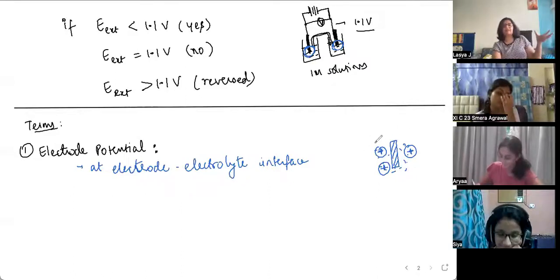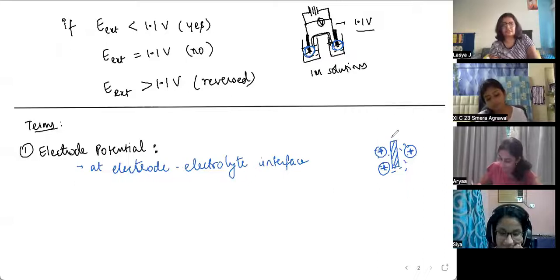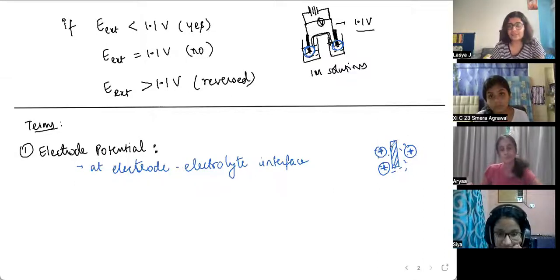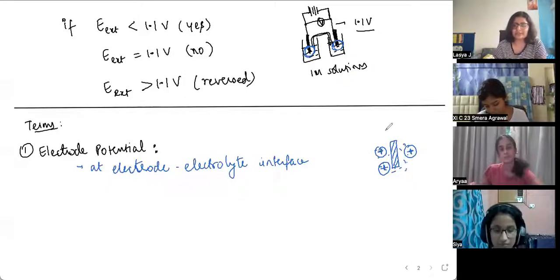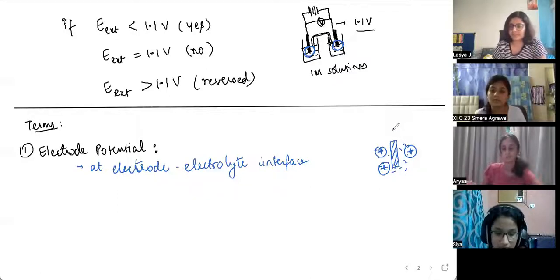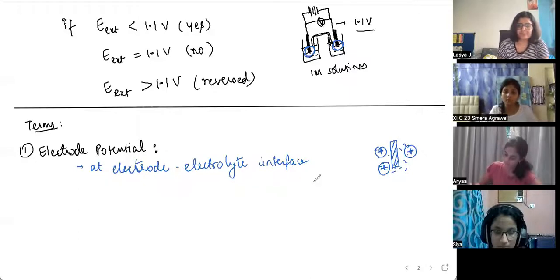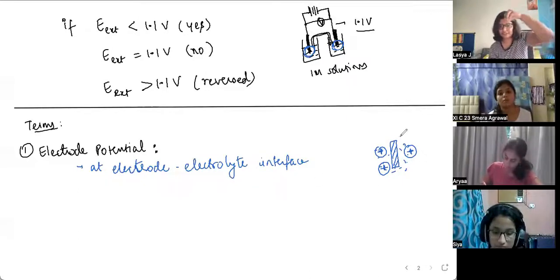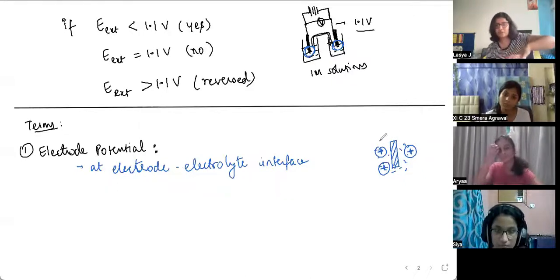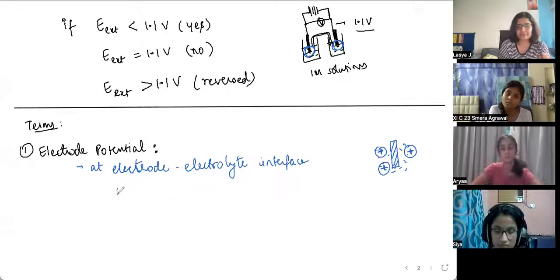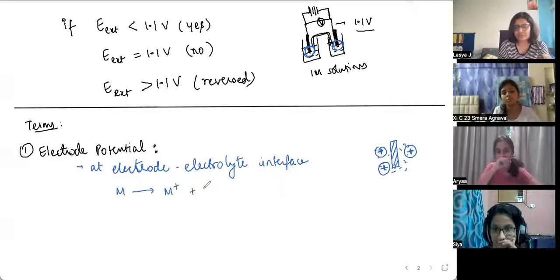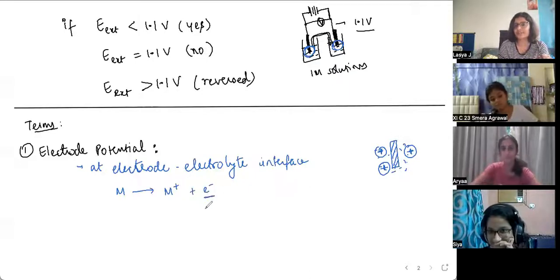And the other way, like in the case of zinc, when the metal atoms leave the electrode and get dissolved into the solution, because of the electrons that it's leaving behind, the electrode ends up getting a negative charge. So again, as I told you, if you simply have an electrode dipped in an electrolyte, both processes are taking place simultaneously. Metal atoms leave the electrode, dissolving into the solution, and electrons get left behind on the electrode.